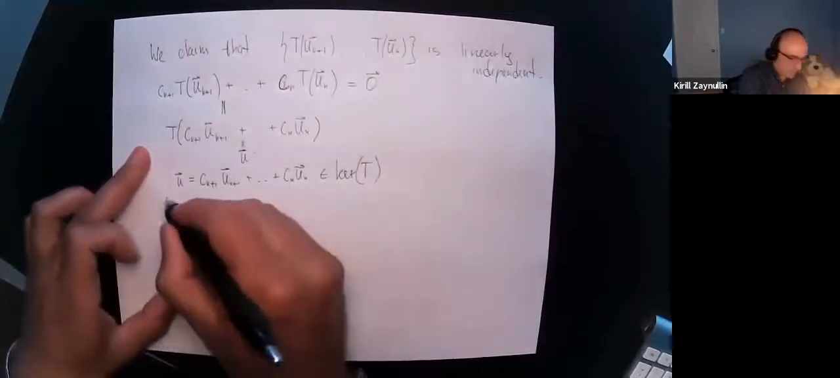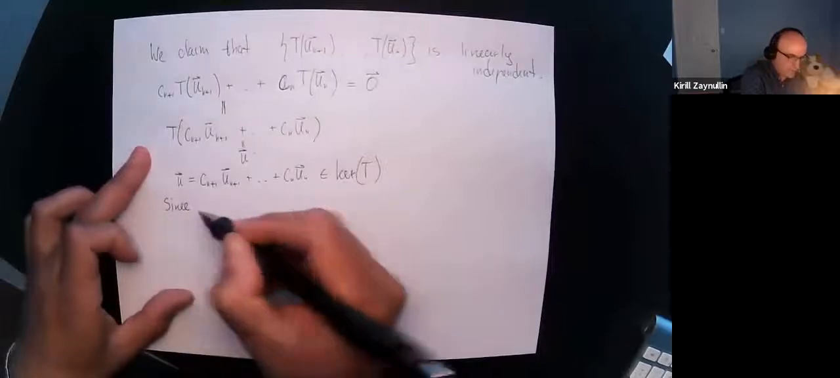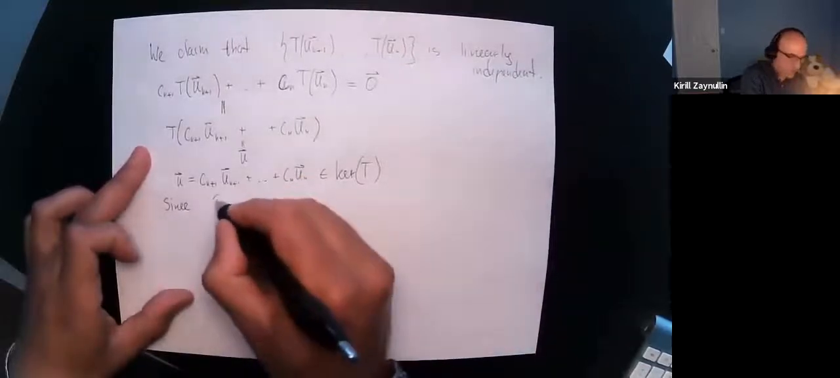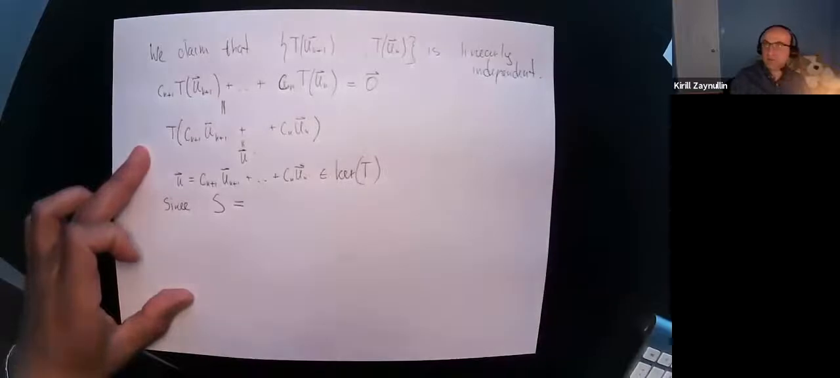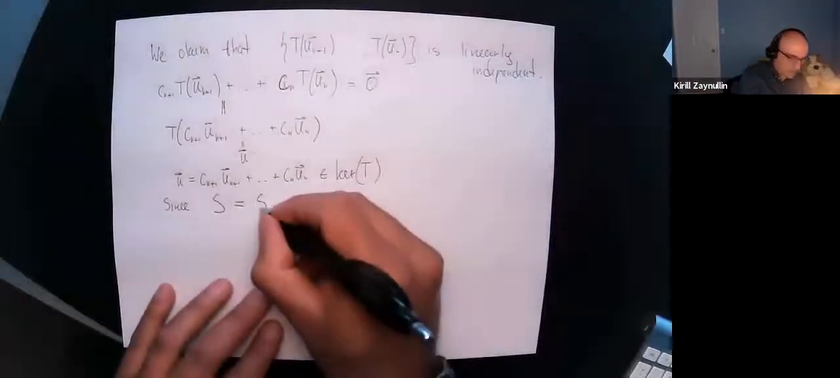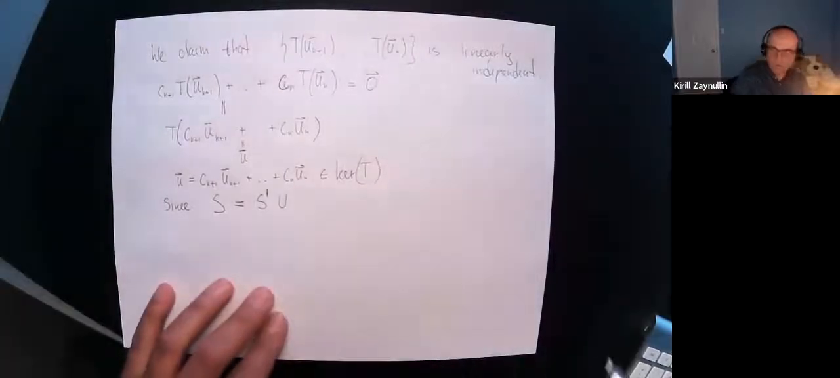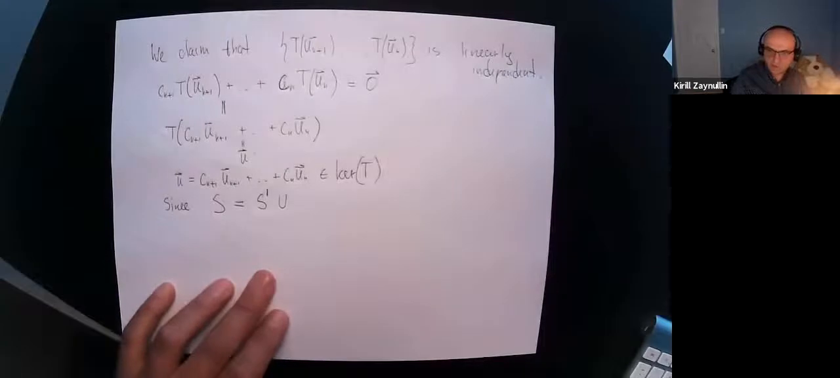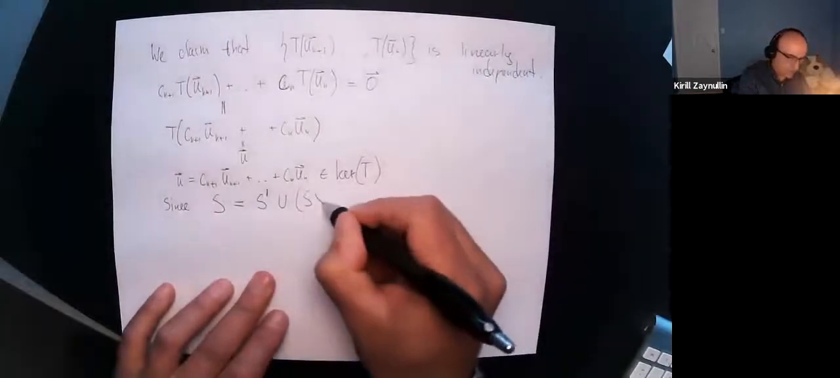Yes, but on the other side, look, what is S? Remember this basis that we obtained by extending the given basis S prime. So what is S? Well, S is just the extension: S prime, and then union the rest, the remaining vectors. So let me write it this way, S without S prime.